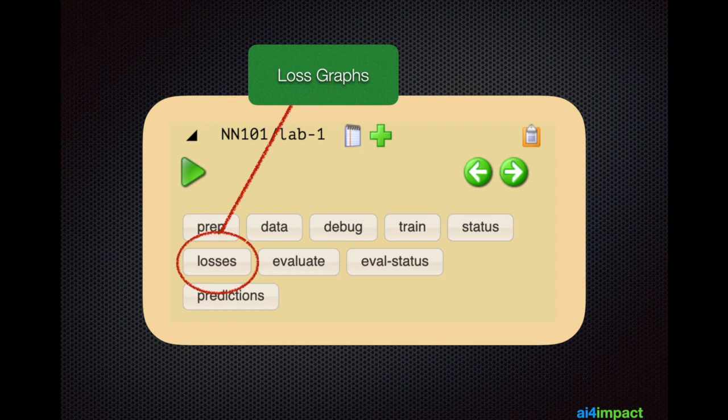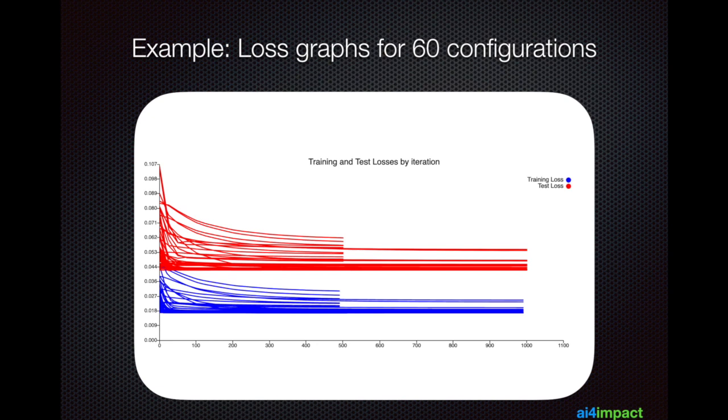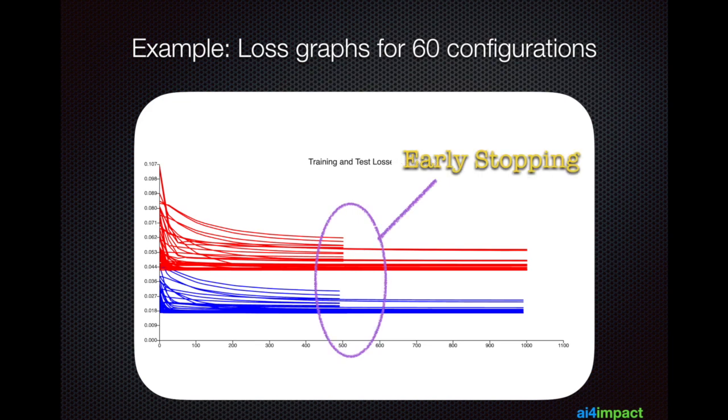I will show you how to make sense of loss graphs shortly. Clicking on this button will give you the loss graphs. Each pair of lines shows you one configuration. So in this case, the red lines all represent the test losses from your various configurations, while the blue lines represent training losses. Here you can see some of the training has stopped abruptly, and this really is a sign of early stopping. It simply means that the test losses have started to increase.